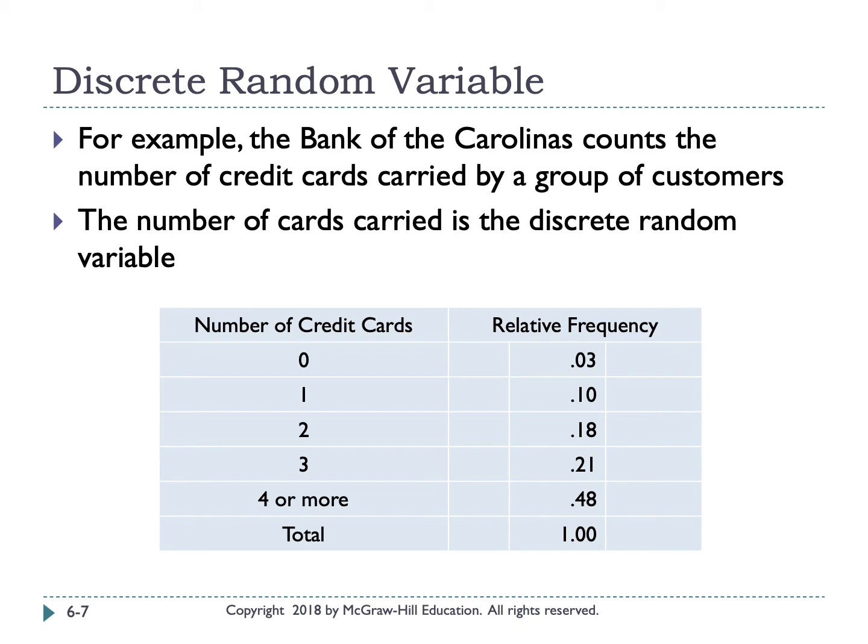Looking at another example, the Bank of Carolinas counts the number of credit cards carried by a group of customers, and the number of cards they carry is going to be our discrete random variable, okay? And then we take the relative frequency of each, add all of it up, and again, we would get a value of 1.